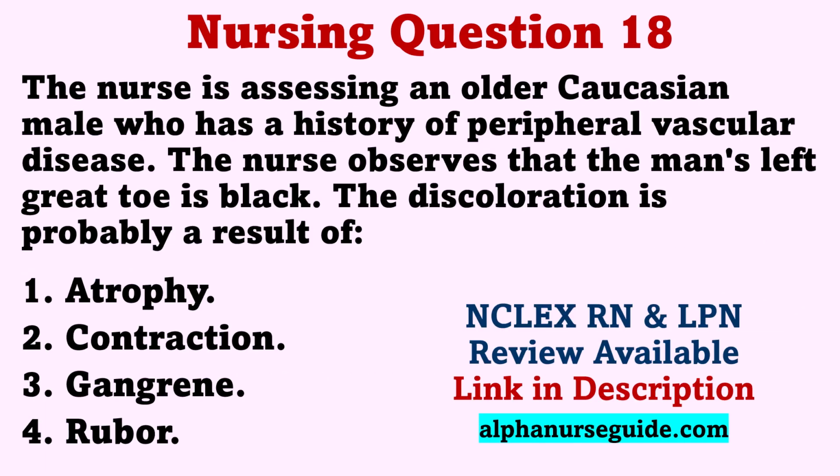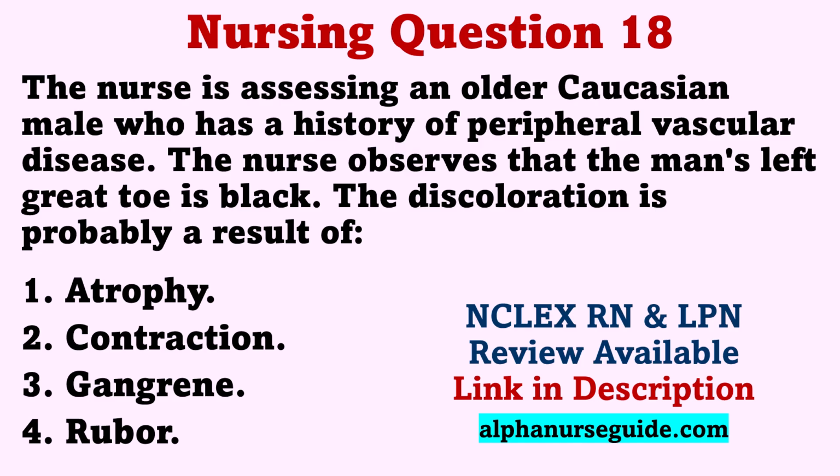The nurse is assessing an older Caucasian male who has a history of peripheral vascular disease. The nurse observes that the man's left great toe is black. The discoloration is probably a result of 1. Atrophy. 2. Contraction. 3. Gangrene. 4. Rubor. The correct answer is 3.